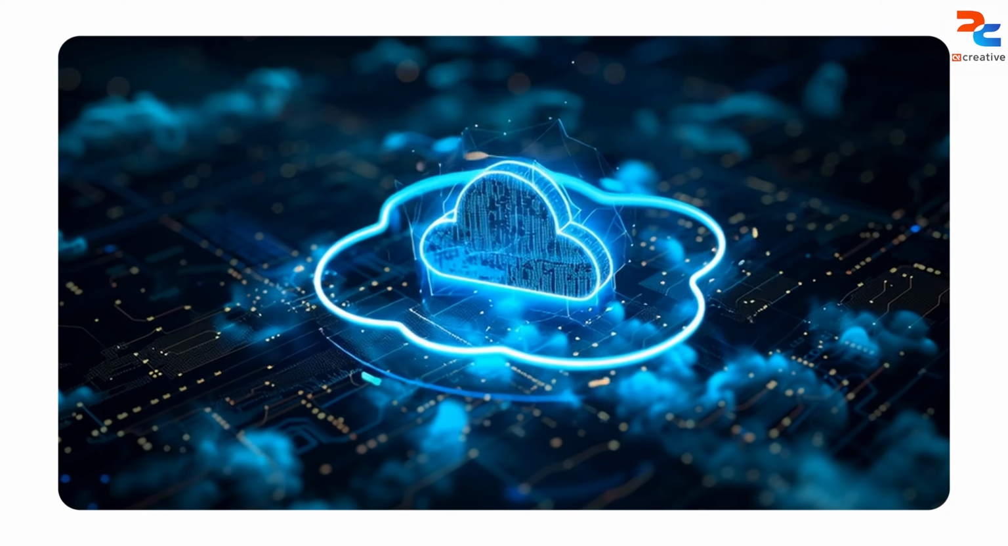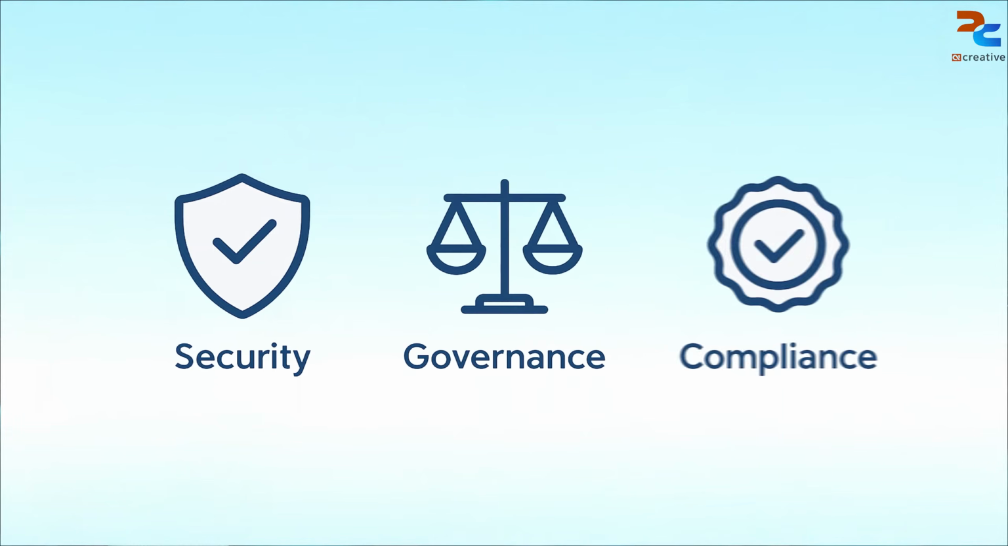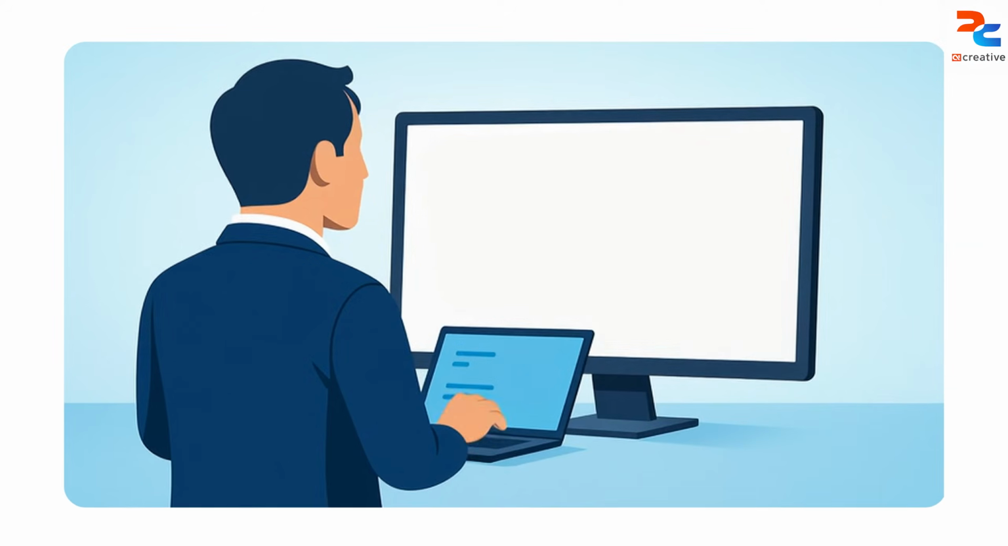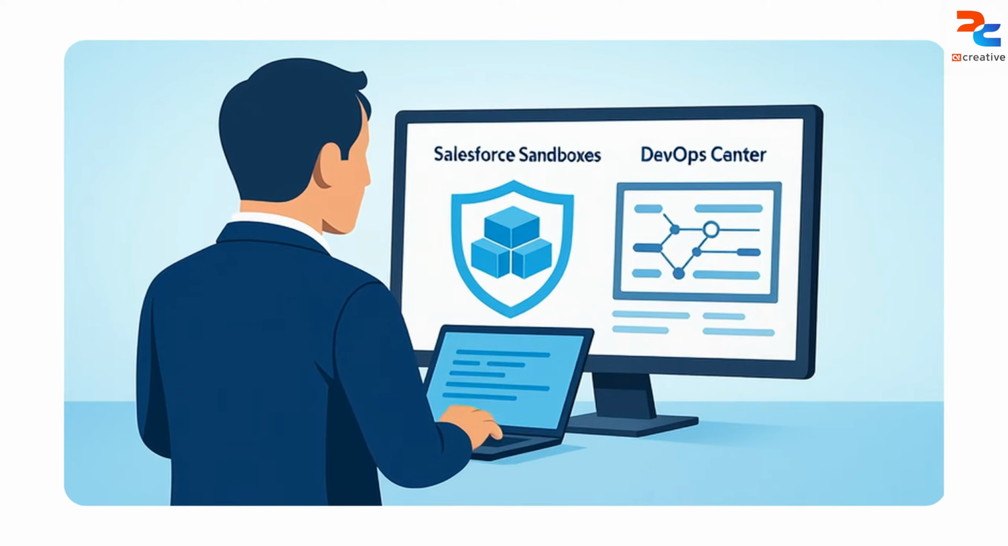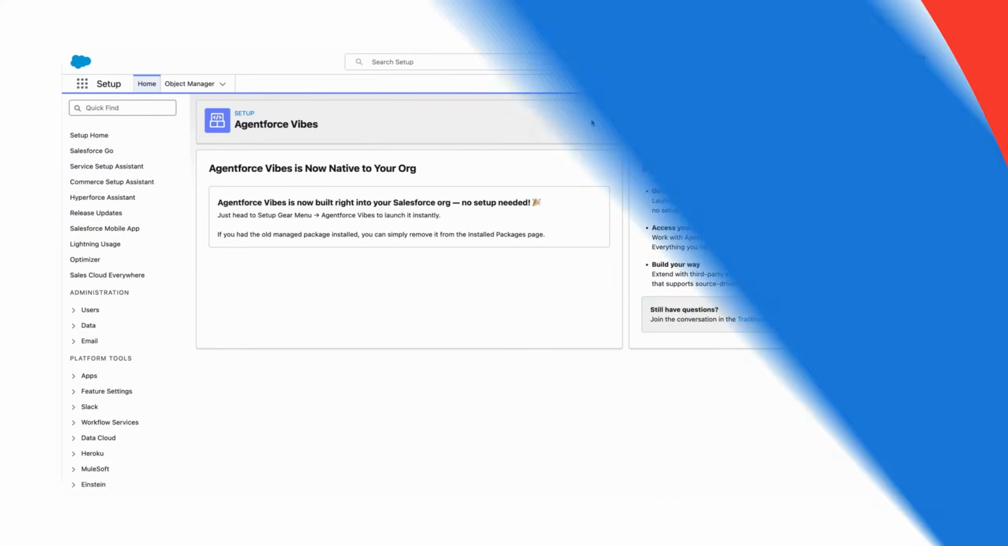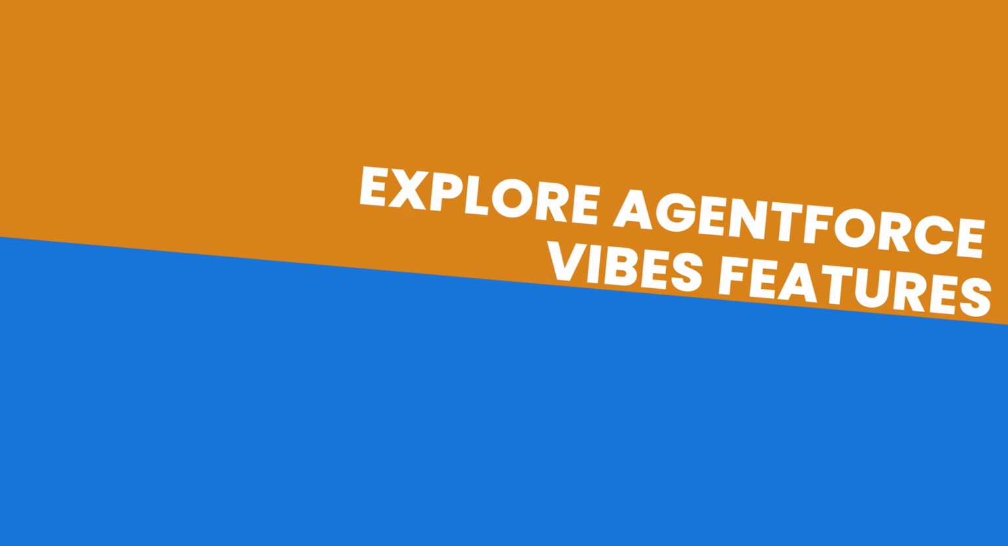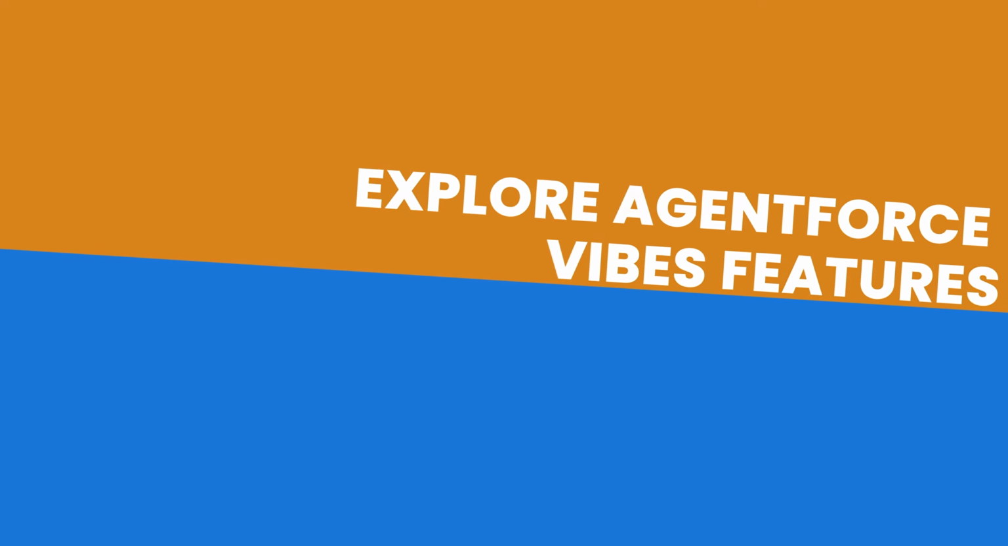And everything you build runs on Salesforce Trust Layer, giving you enterprise-grade security, governance, and compliance. With Salesforce Sandboxes and DevOps Center, you can build, test, and release new features up to 30% faster, all without touching live data. Now, we will explore how to set up Agentforce Vibes that will help you write, test, and fix code faster than ever.